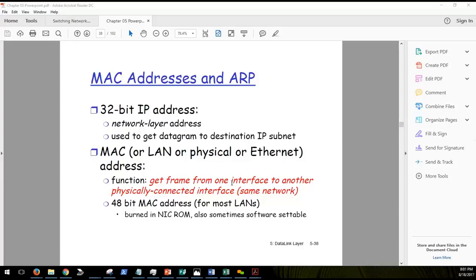What does NIC stand for? What is it short for? NIC, Network Interface Card. So, if you will, what devices have NICs? It's like an Ethernet frame.